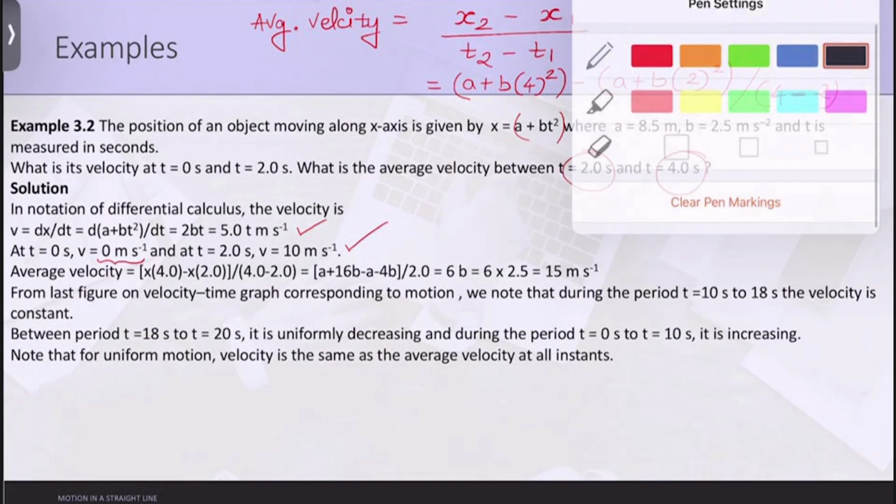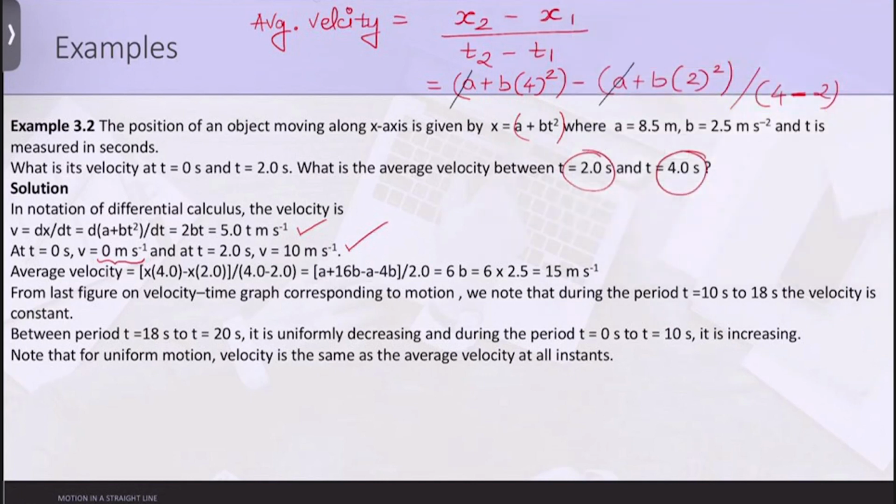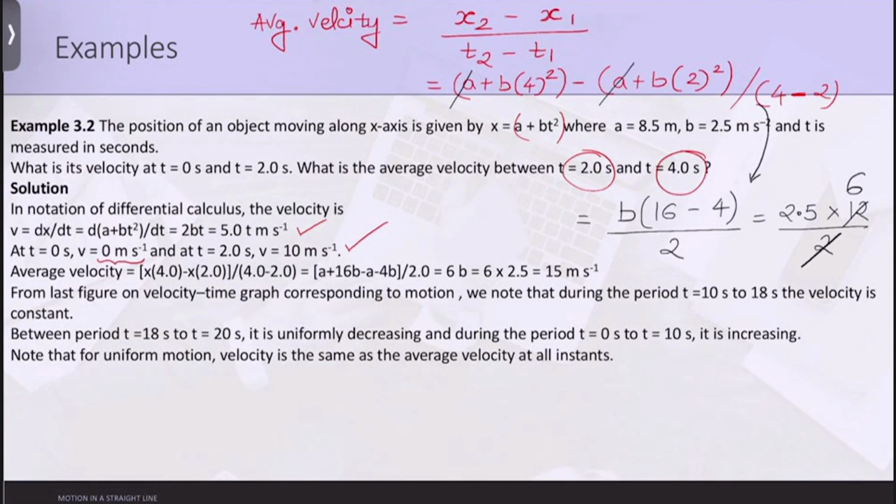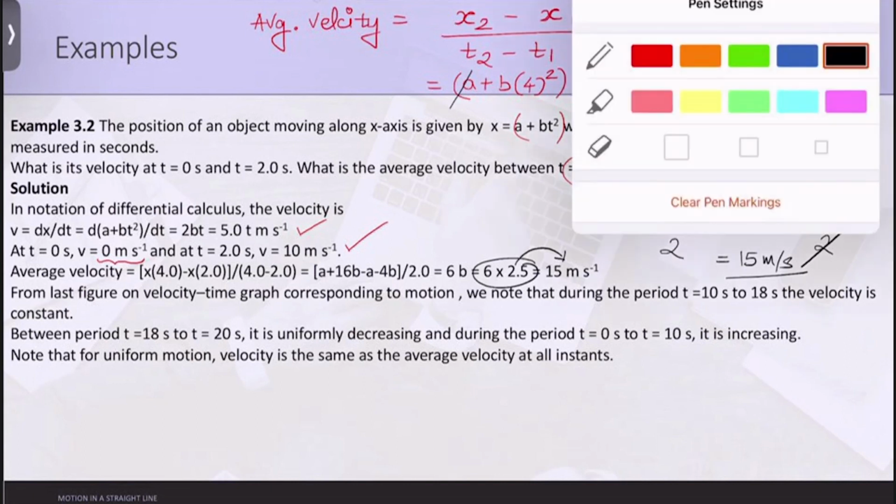Right? Quite clear. a and a can get cancelled directly. This would be nothing but b times 16 minus 4, divided by 2. So 16 minus 4 will give you 12, and this will be equal to 2.5 multiplied by 12 by 2. This will give you an answer of 15 meter per second. That is nothing but 6 into 2.5, which gives 15 meter per second. Therefore, the average velocity is 15 meter per second.